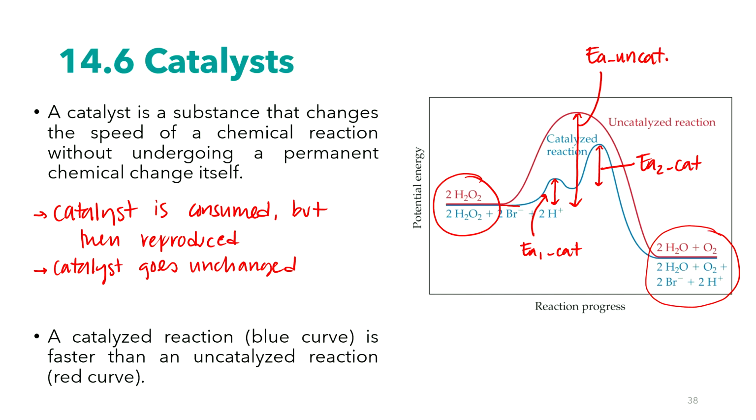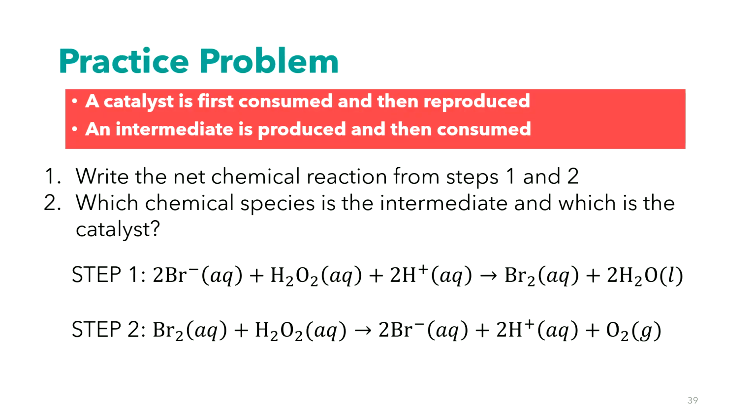All right? So our catalyst changes the pathway and makes it easier. And it's the opposite of an intermediate. It's consumed and then reproduced. Okay? All right. So I want you to look at this. The catalyst, again, is first consumed and then reproduced. An intermediate is produced and then consumed. I want you to write the net chemical reaction for these two steps and identify what species would be acting as the intermediate and as the catalyst.